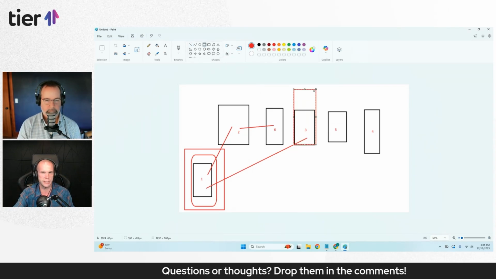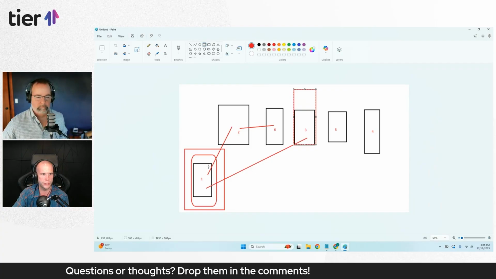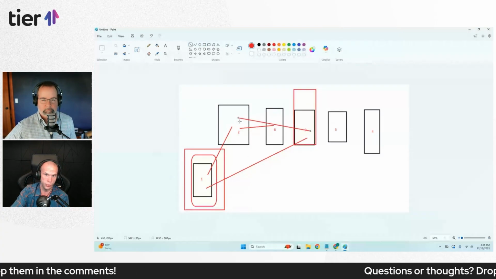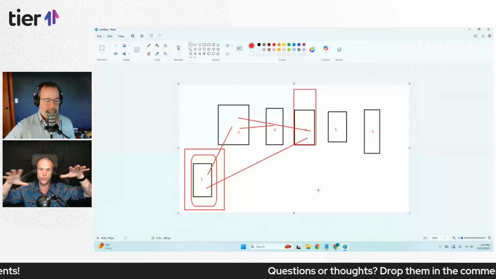So the sequencing is not just 1, 2, 3, 4, 5, 6. It is 1 to 3, 1 to 2 to 3, 1, 3, 4 to 2. It's basically trying to identify a storyboard.